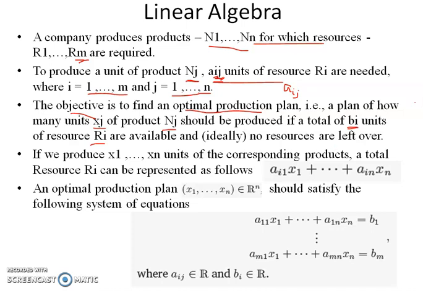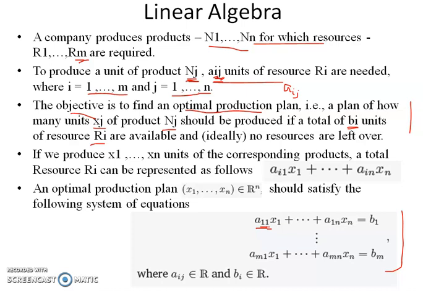In order to understand this statement, we need to learn about some equations like this. As I have said, Aij means the units of resource Ri needed to produce one unit of product Nj. Similarly, A11 means how many units of resource R1 are needed to produce product N1.